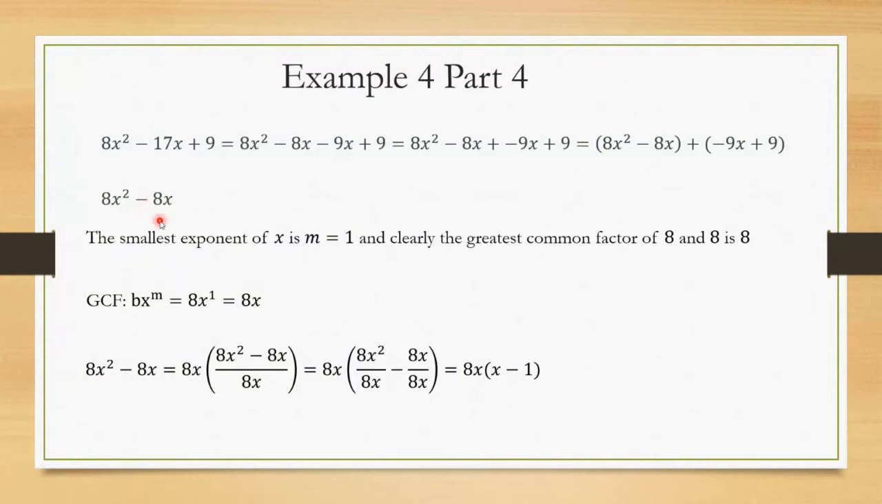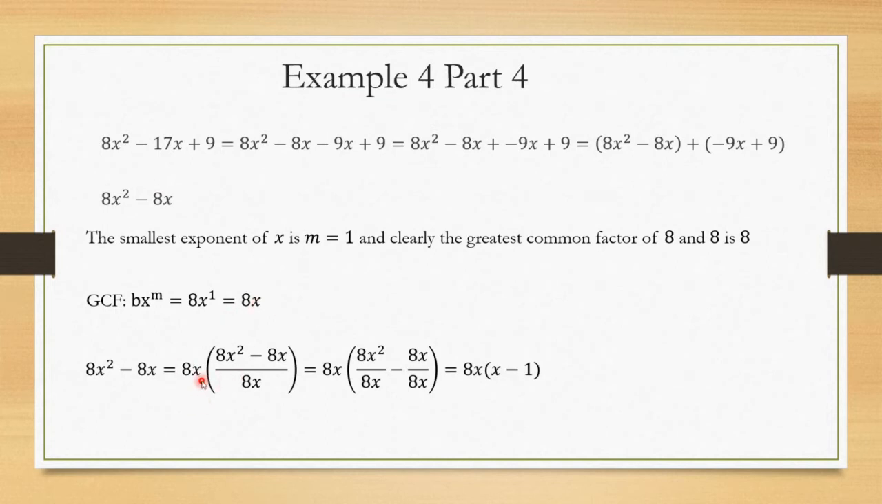the smallest exponent of x here is 1, right? The smallest exponent of x is 1. So we're going to factor x out. And clearly also, the two coefficients are the same, 8. So the greatest common factor of the coefficients is just 8. So we have 8 times x is the GCF. And because that's the GCF, we factor it out.